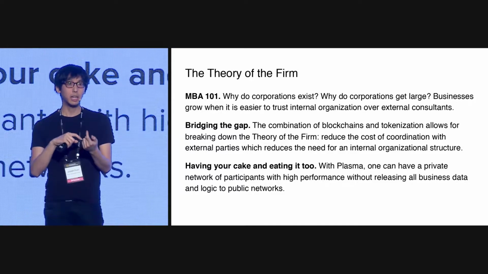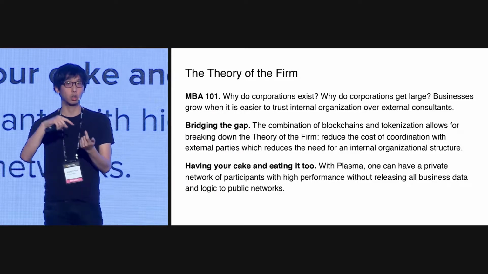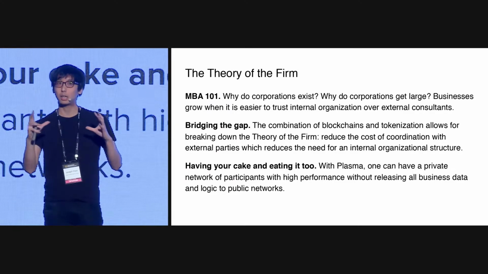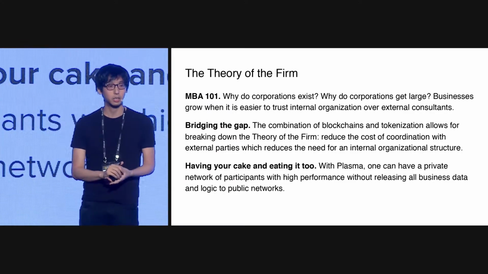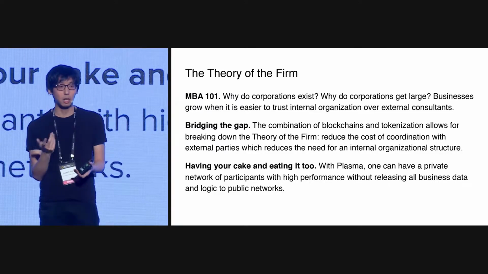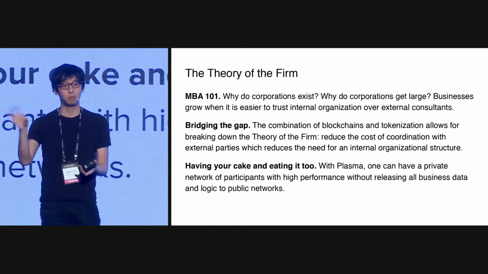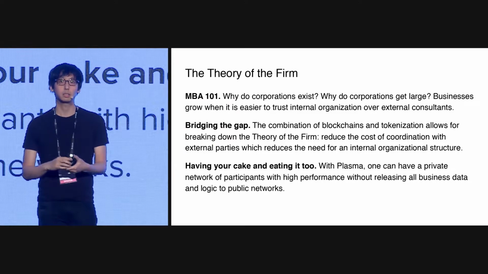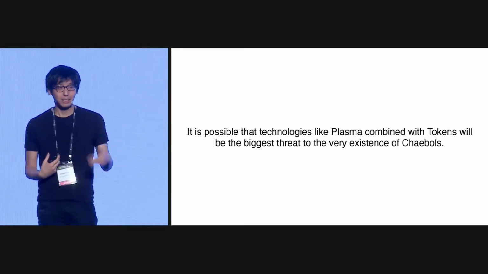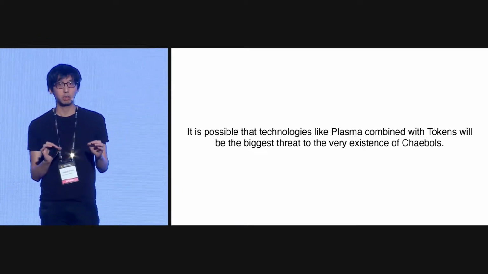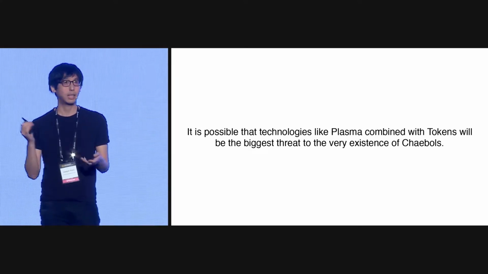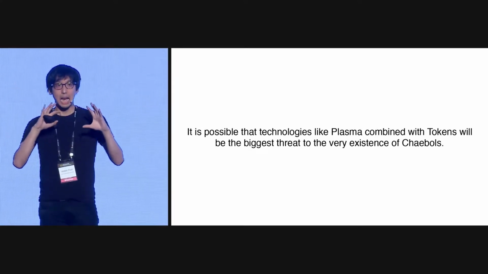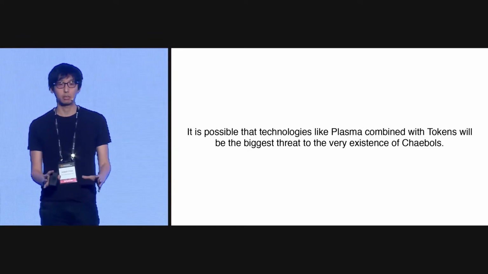And when you reason about internal business processes and inter-organizational business processes, this is the interesting aspect of enterprise blockchain projects. And with projects like Plasma, one can have a private network of participants with high performance without releasing all the business data and logic to public networks. And this is where I think the key is going to be when it comes to large conglomerates. I think it's possible for projects like Plasma, combined with tokens, to be the largest threat to chaebols. We're talking about SK, LG, et cetera. And I think this is fundamental, right?